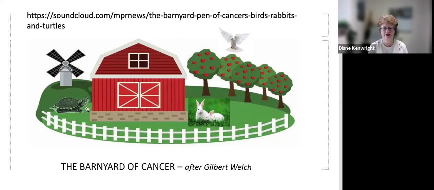The turtle is a very, very slow cancer. It's like a grade 1 infiltrating ductal carcinoma in an 80-year-old in a low estrogen environment. This cancer is going to grow very, very slowly. This cancer will probably not be able to effectively escape the barnyard, the fence of the breast, and spread around the body. It's going to be very indolent.